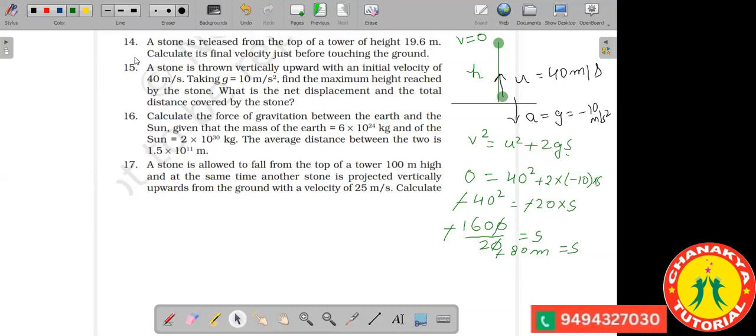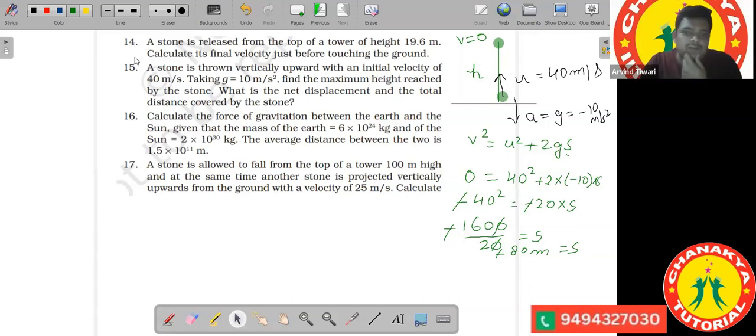Sir, I have some internet issue. What are we doing now? Which question? Question number 14. A stone is released from the top of a tower of height 19.6 meter. First, you draw the diagram, understand the situation, and then solve. Okay. It is dropped. So when you are dropping something, it has its velocity 0. And when you throw an object with a certain velocity, it has that velocity.